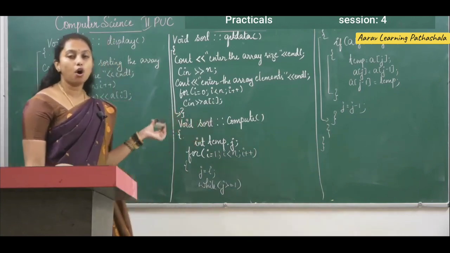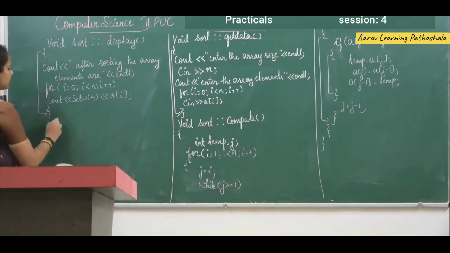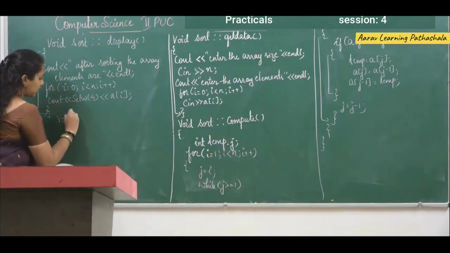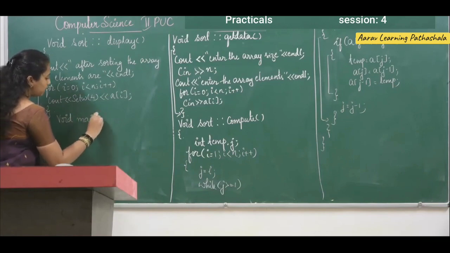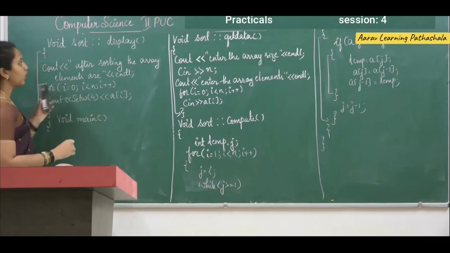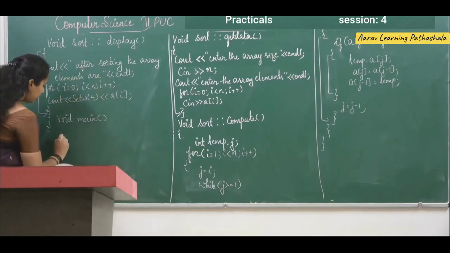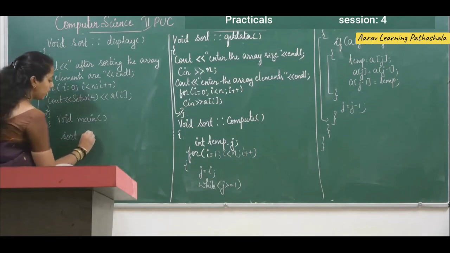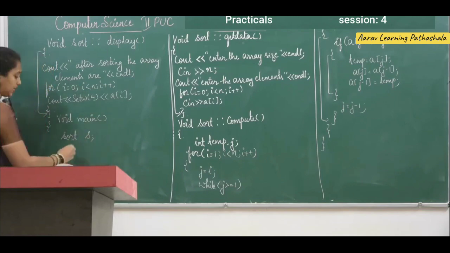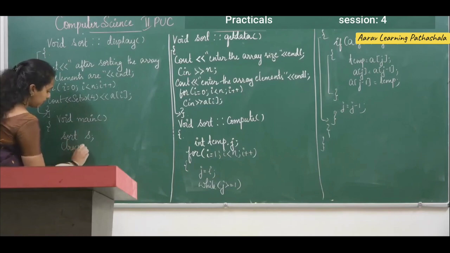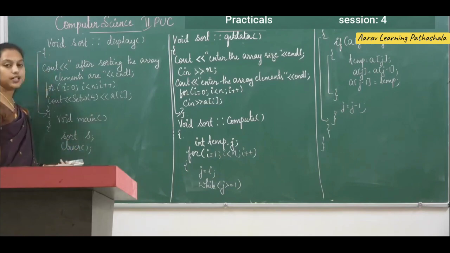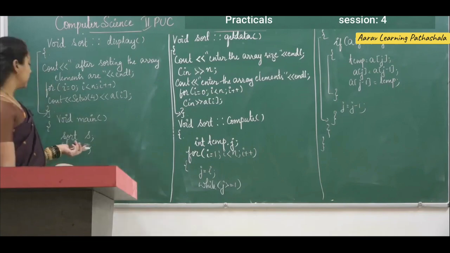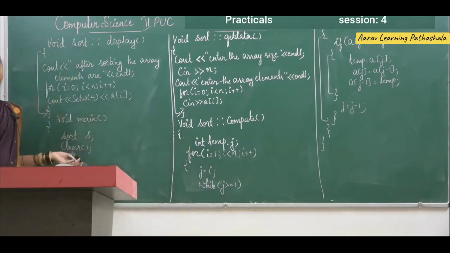Next we have to create an object for this class. In the main function we are going to create an object for this class called sort. So how to create an object? First we have to write the class name followed by the object name. The object name is s. clrscr. Why are we using the clear screen function? The clear screen function is used to clear the previously generated output on the console screen.